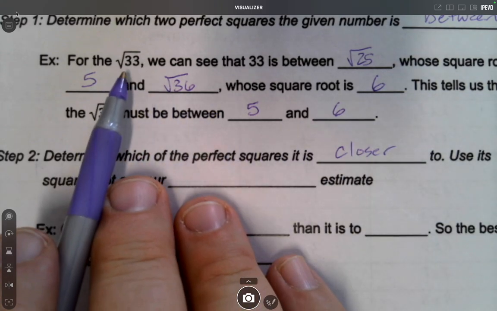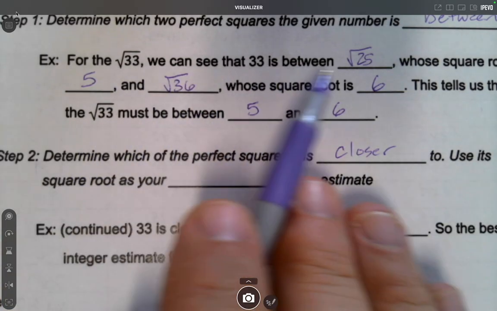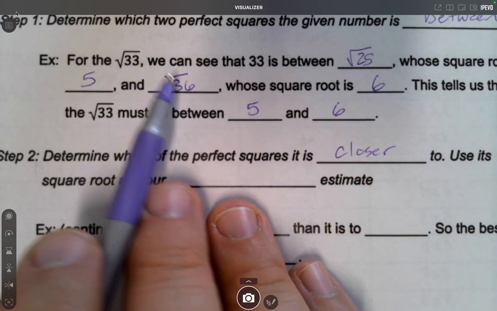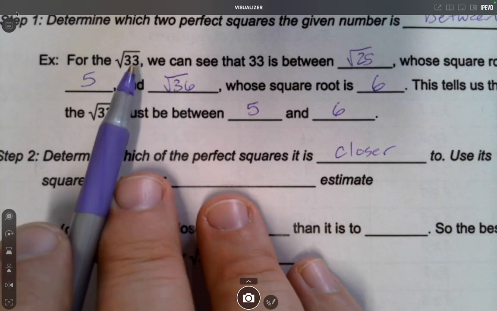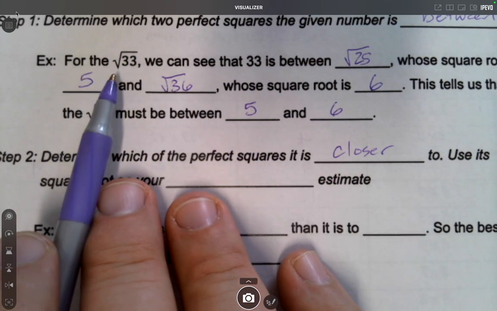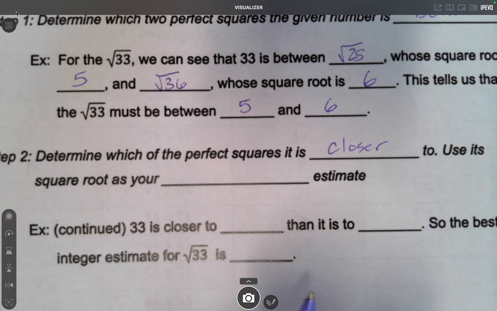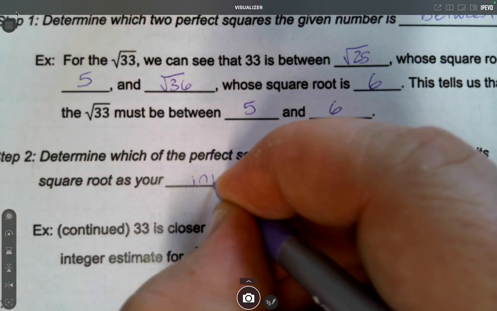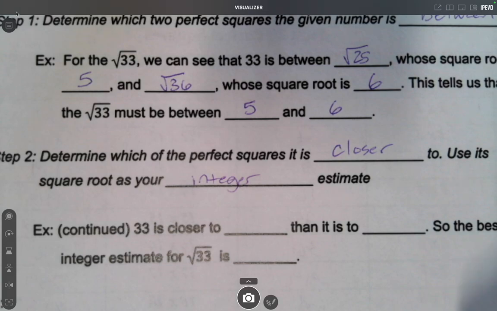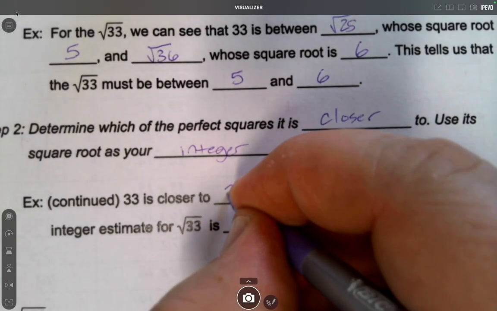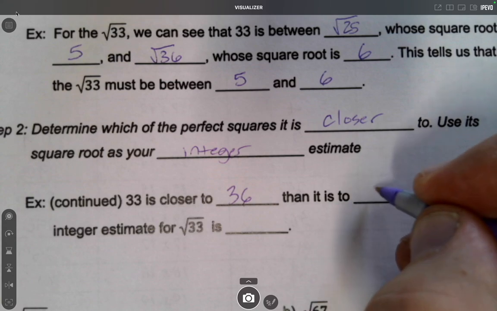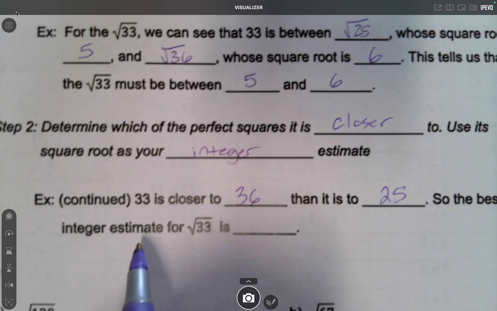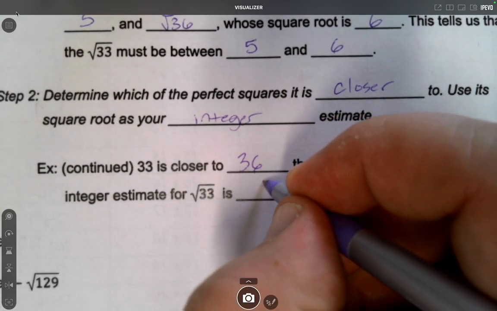For example, and don't overcomplicate this, is 33 closer to 25, or is 33 closer to 36? Well, hopefully it's clear, 33 is closer to 36. They're only 3 apart, while these two are 8 apart. So since it's closer to 36, we'll use its square root, 6, as our integer estimate. We are estimating to a whole number, an integer. Our best integer estimate is 6.